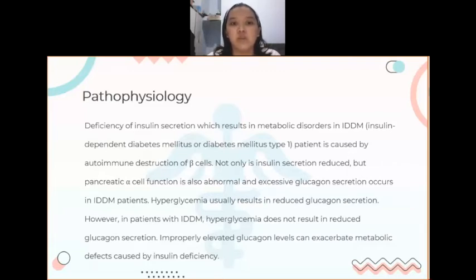Deficiency of insulin secretion results in metabolic disorder in IDDM patients. IDDM, the other name for diabetes mellitus type 1, is caused by autoimmune destruction of beta cells. Not only is insulin secretion reduced, but pancreatic alpha cell function is also abnormal, and excessive glucagon secretion occurs in IDDM patients. Hyperglycemia usually results in reduced glucagon secretion. However, in patients with IDDM, hyperglycemia does not result in reduced glucagon secretion. Improperly elevated glucagon levels can exacerbate the metabolic defect caused by insulin deficiency.